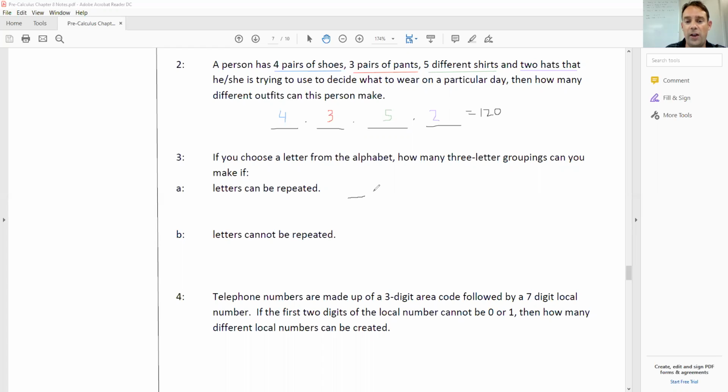Now, this one's kind of like our tile problem we had before. So we have 3 different ways to pull out 26 tiles. So first choice, we had 26. And the letters can be repeated. So 26 and 26. And all together, when we multiply it all the way out, we end up with 17,576.